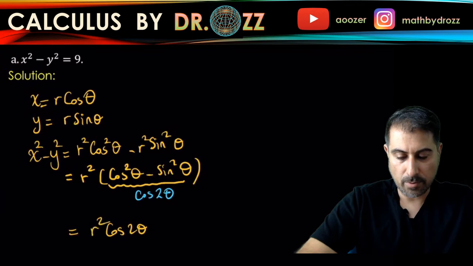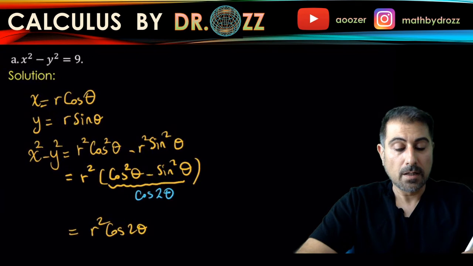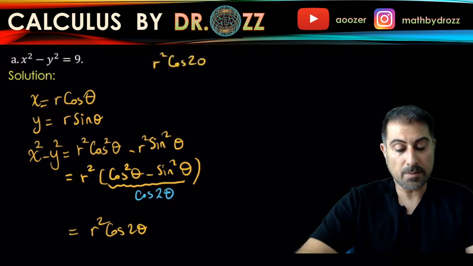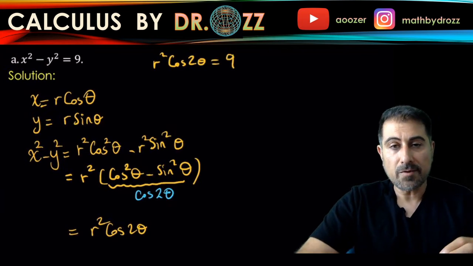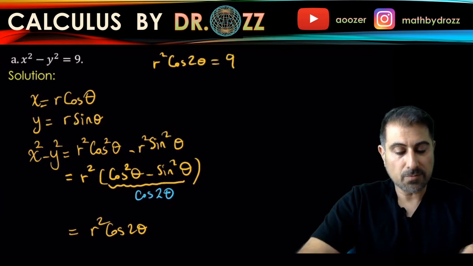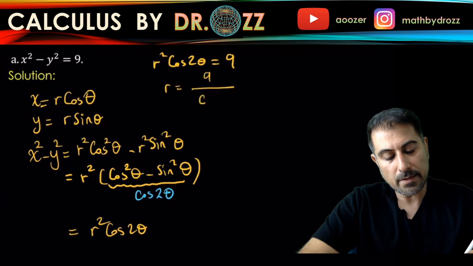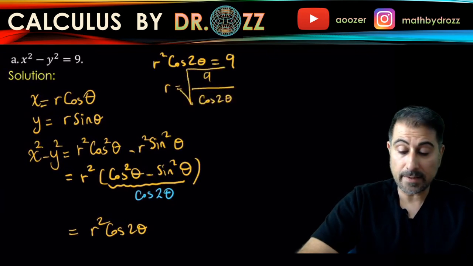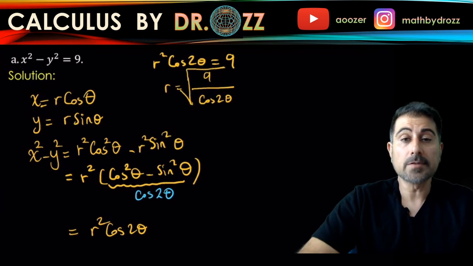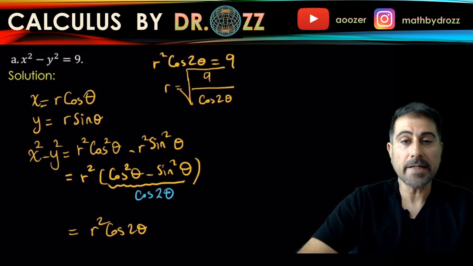That means r squared cosine 2 theta equals 9 is the polar form of the same rectangular equation, and we can solve this for r and write it as r equals 9 over cosine 2 theta under a radical. This defines a hyperbola, and you can go ahead and polar graph this function, r squared cosine 2 theta equals 9.